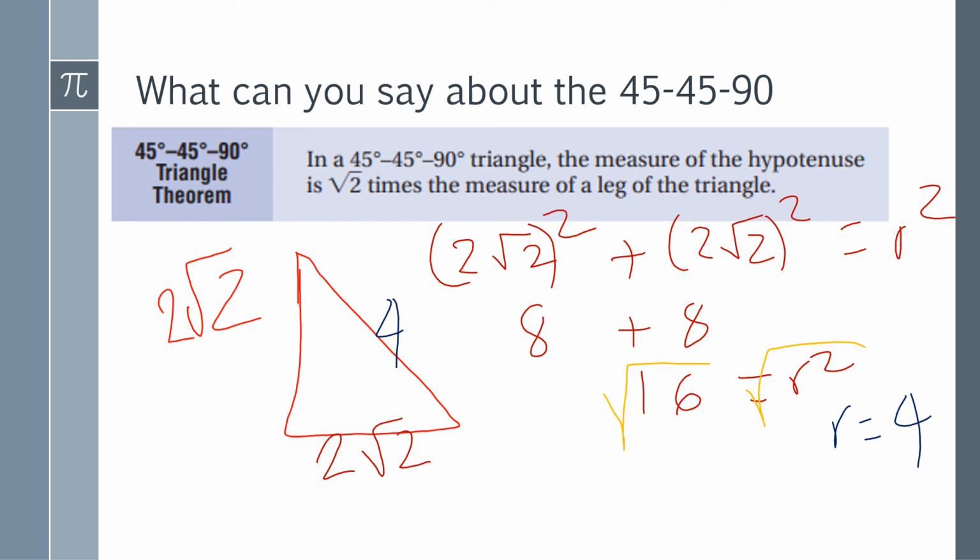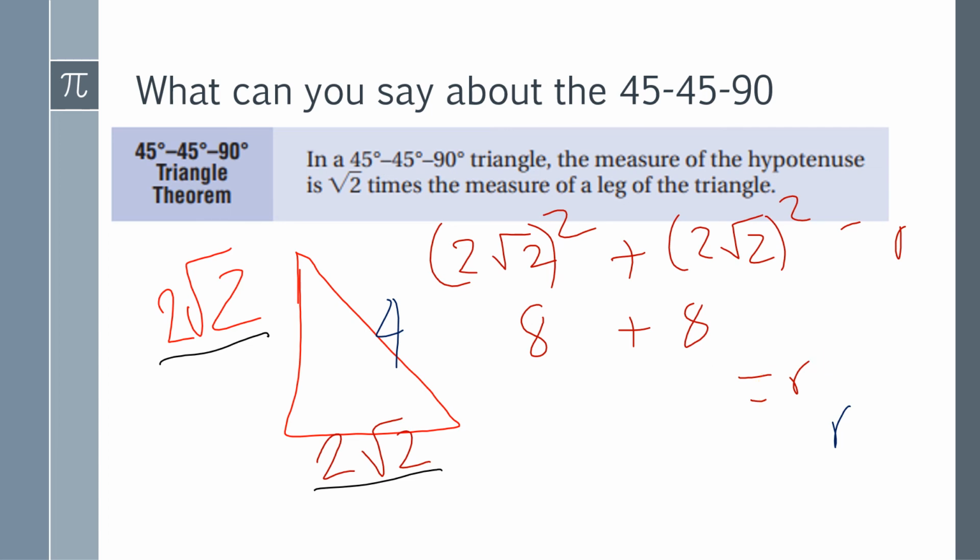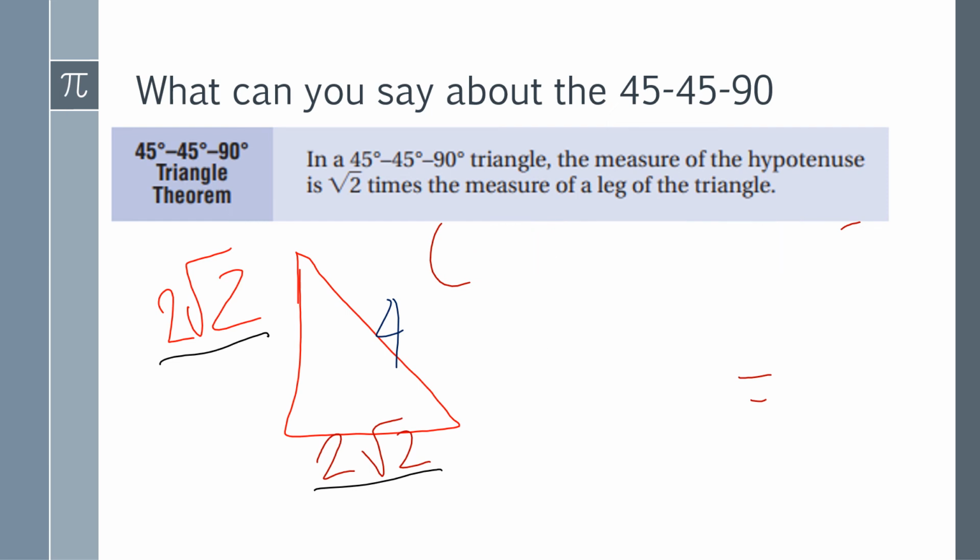So in theory, in a 45-degree triangle, the measure of the hypotenuse is square root of 2 times the measure of the leg of the triangle. So in hindsight, this is what it's telling you, that wherever this leg is, it's going to be the same. And then for the hypotenuse, so you can understand where 4 comes from, we just take the leg and we just times it by the square root of 2.